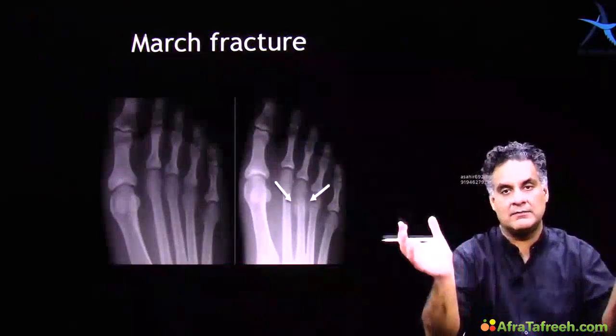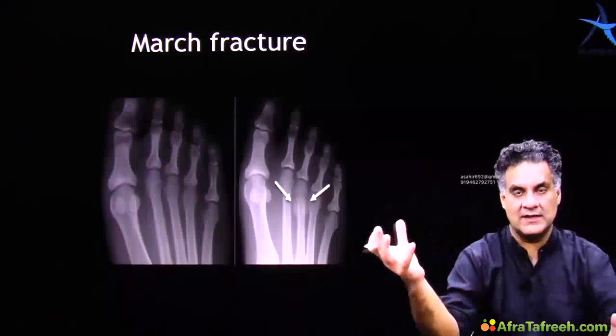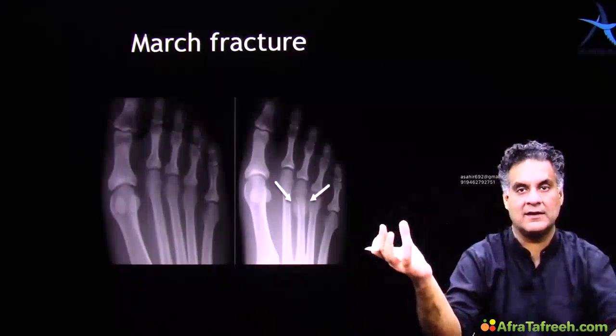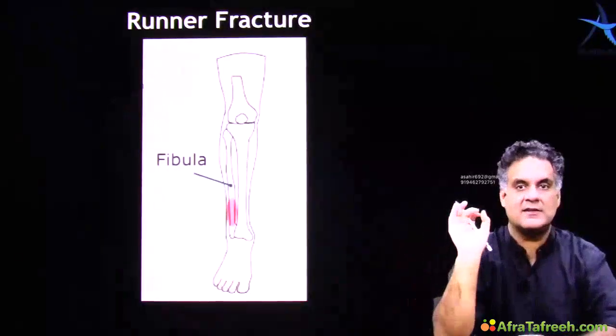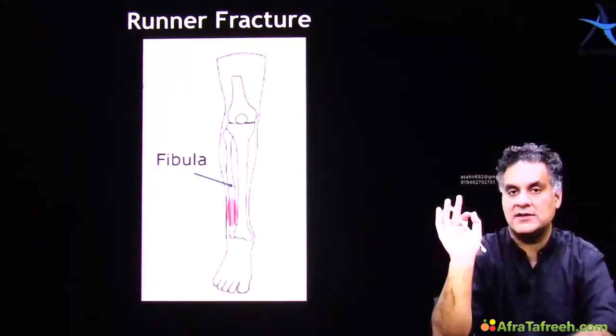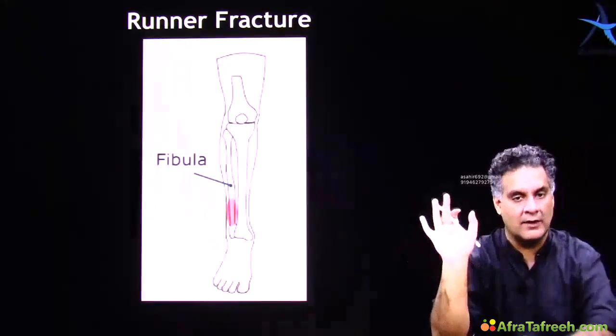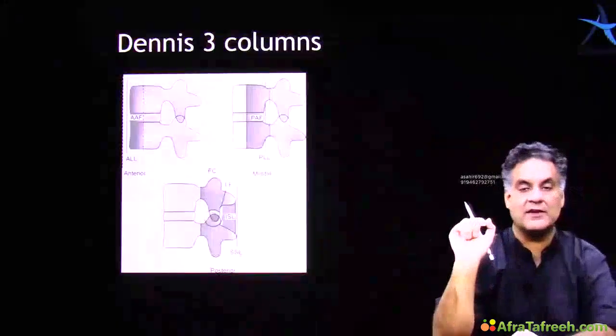And now we remember this March fracture, a controversial one, the neck of the 2nd or 3rd metatarsal. It's not the shaft, it's the neck that you should remember. Runner's fracture, very commonly asked, is fracture of the lower part of the fibula. So this is the Neer's classification.